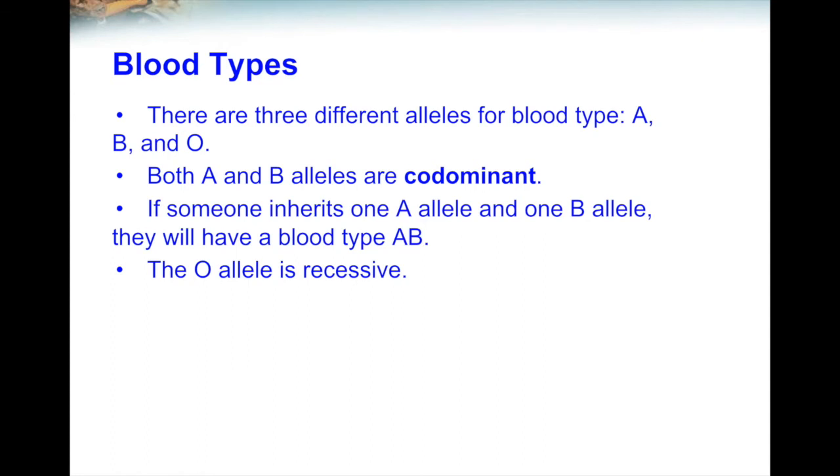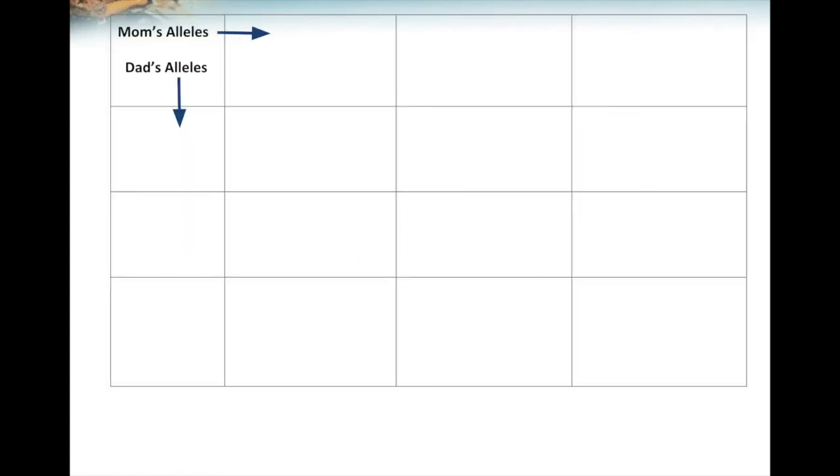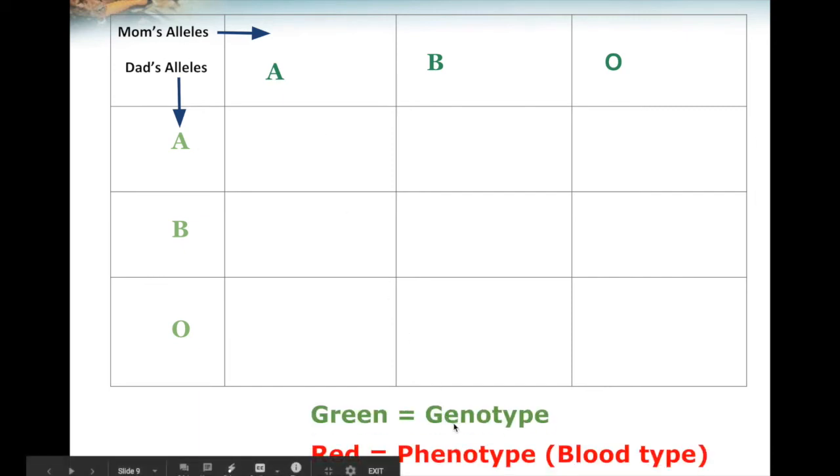So what I want us to do is fill out the chart that's in your notes, and here we're going to figure out what the different blood types are and what alleles are needed. So let's say one parent can give an A allele, a B allele, or an O allele. Let's say the other parent, the dad, has different alleles that can be given: A, B, or an O. So each box represents the genotype and the phenotype, what the blood type is. The green is the genotype, the two letters that the parents give.